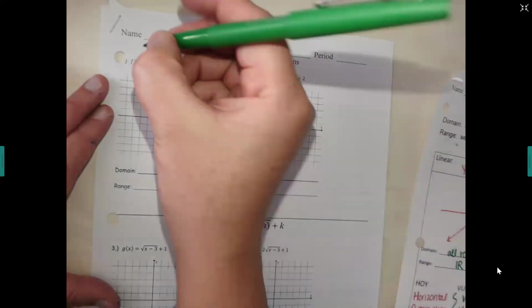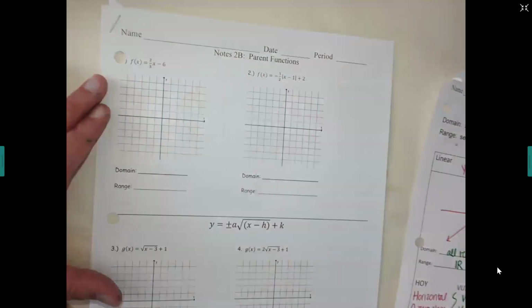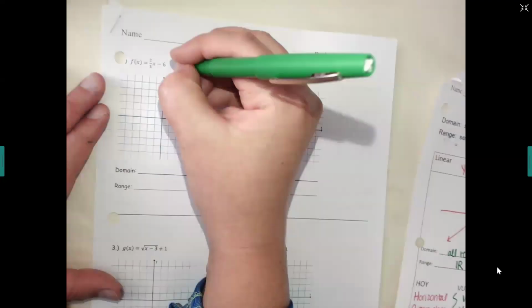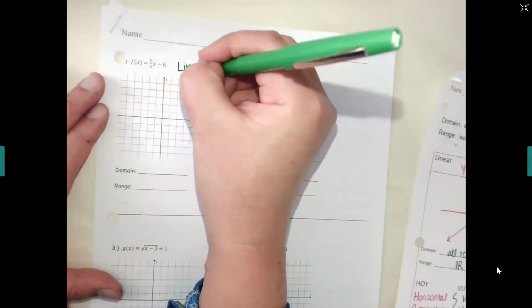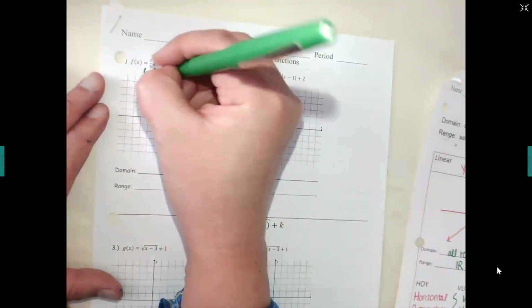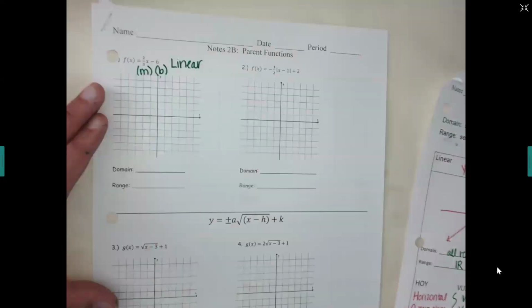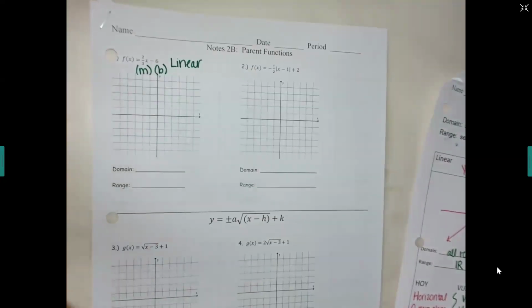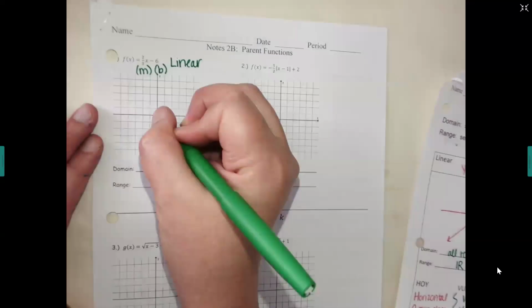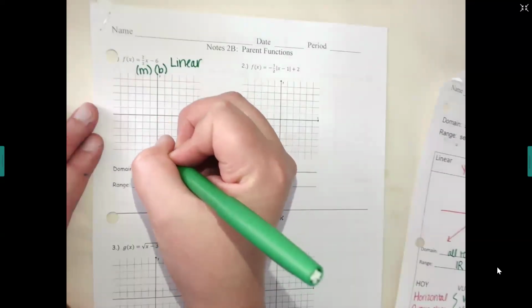It is linear because your x is just a regular x, right? So this is going to be linear. Remember, it's y equals mx plus b. Remember, we're going to begin with the b, then we're going to move to the next point with the m. So find negative 6. 1, 2, 3, 4, 5, 6.